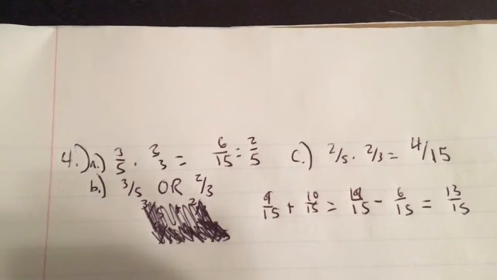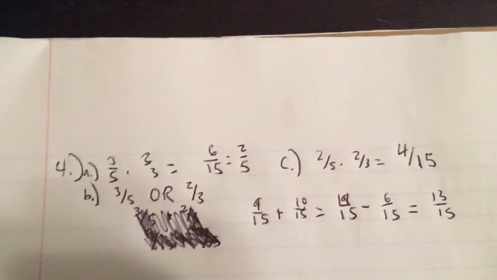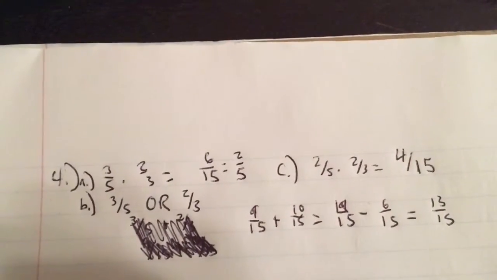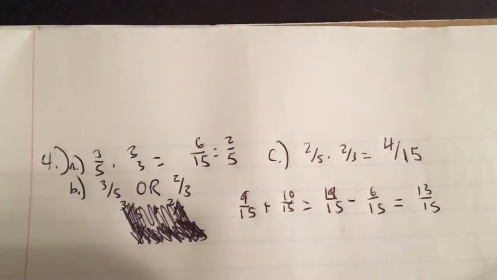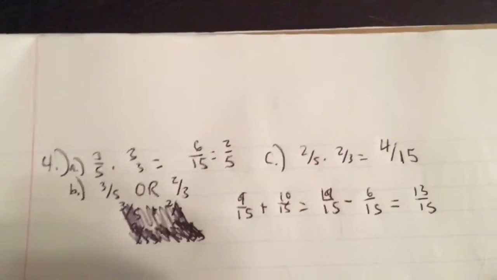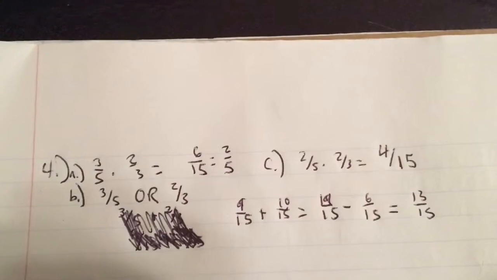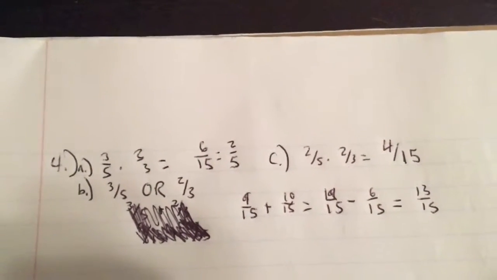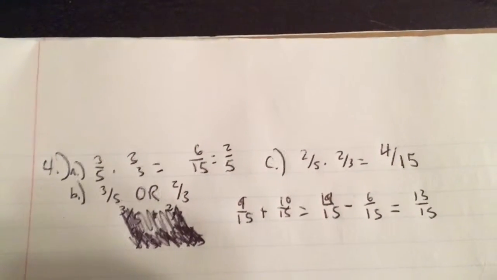For B, you're supposed to find the probability that at least one will be alive. So this is an OR problem, and this can be done by adding the probabilities that each will be alive. You have to find a common denominator, which is 15, and that gives you 19/15. But then you also have to subtract what we did in A, that both will be alive. So you need to subtract 6/15 from that. So 19/15 minus 6/15 gives you your final answer of 13/15.